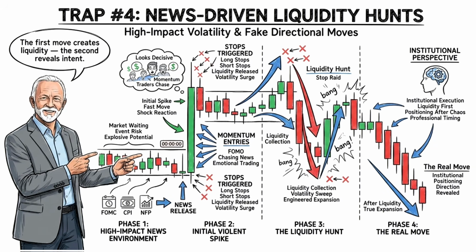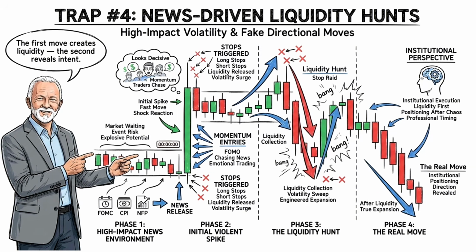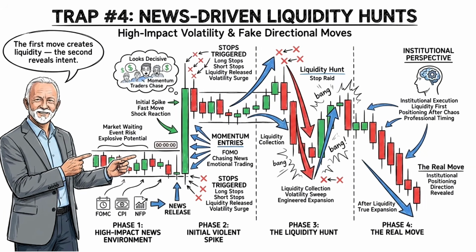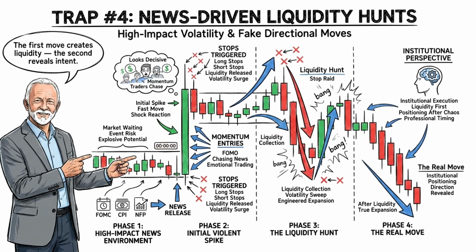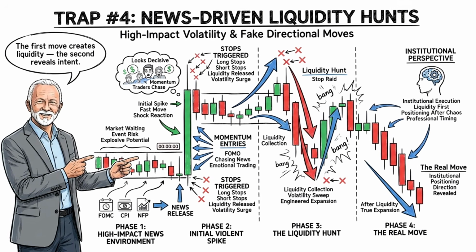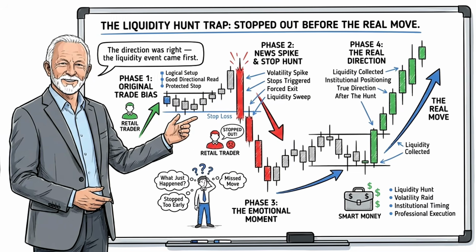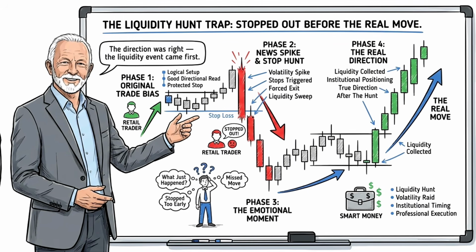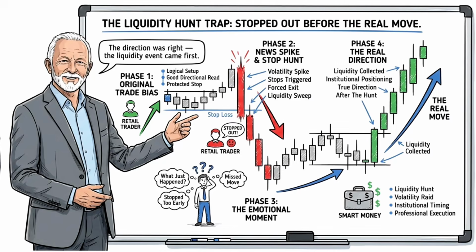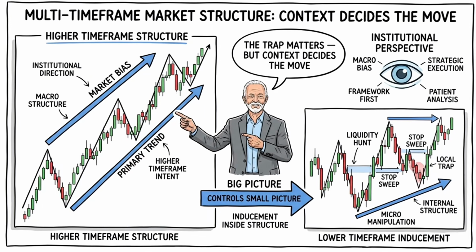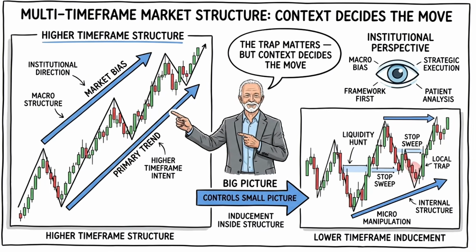The initial spike isn't the real reaction. It's a liquidity hunt, running stops on both sides before the institutional positioning takes hold and drives the actual directional move. If you've ever been stopped out on a news event only to watch price go your original direction, you've experienced this trap directly. Now let's put this into the context of broader market structure.